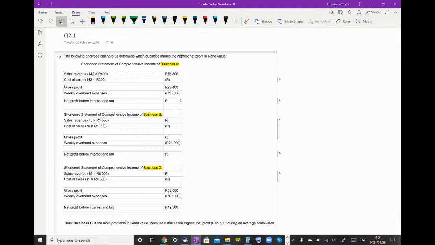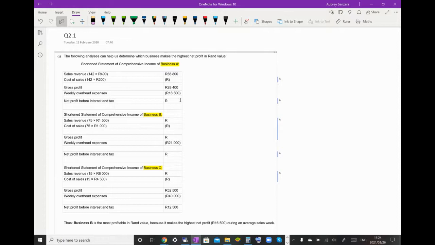Okay. So let's start off with activity 2.1. Under the required, it says, which one of the three businesses has the highest net profit in Rand value during a normal sales week? Then part B says, which one of the three businesses has the highest gross profit as a percentage during a normal sales week?